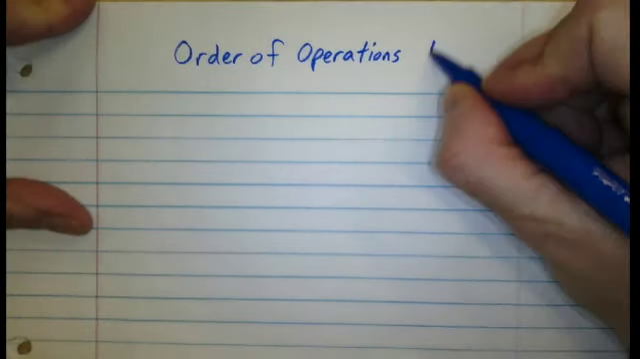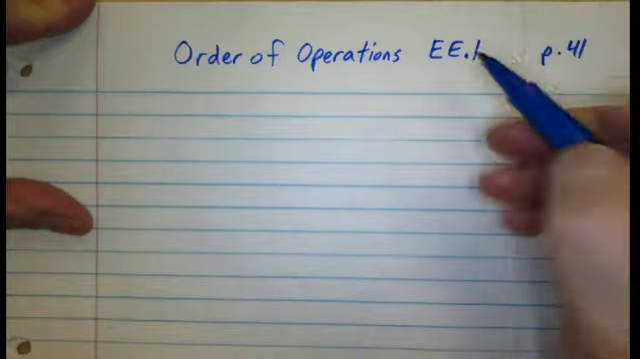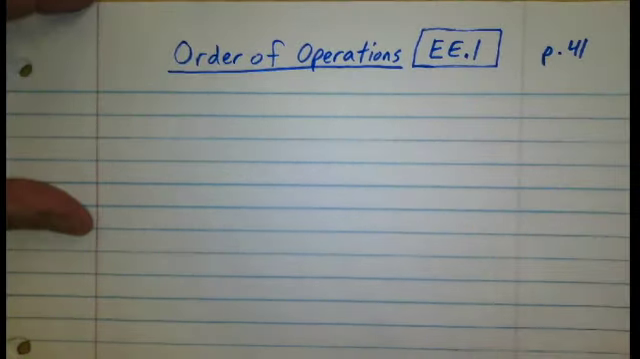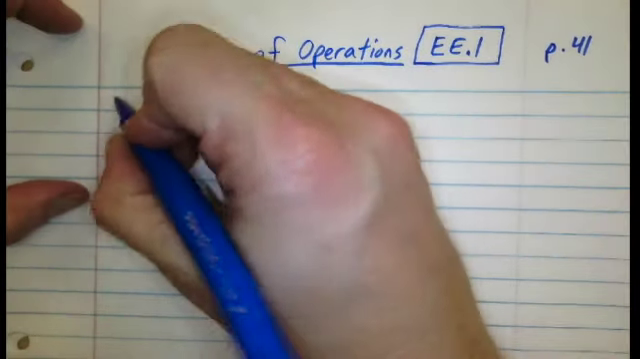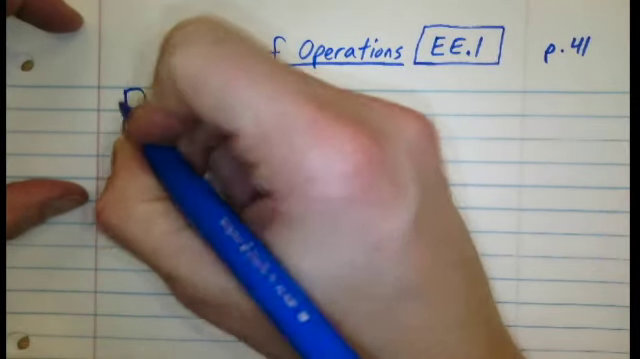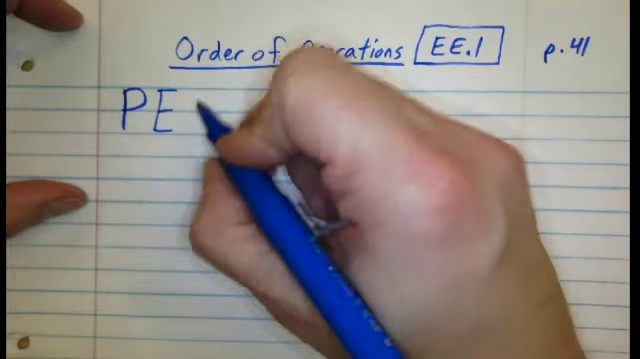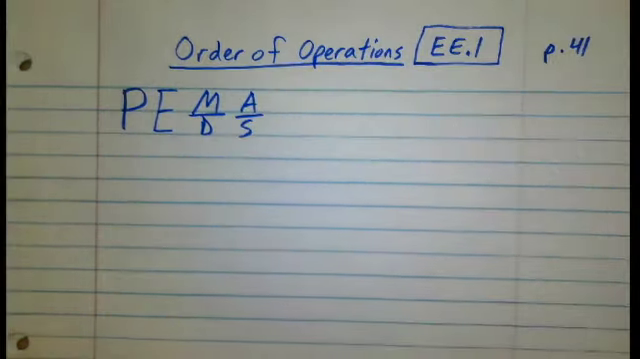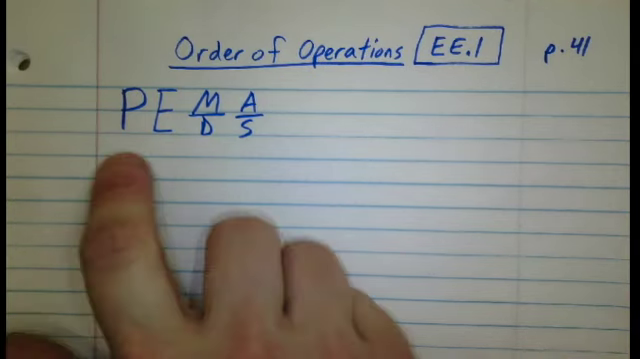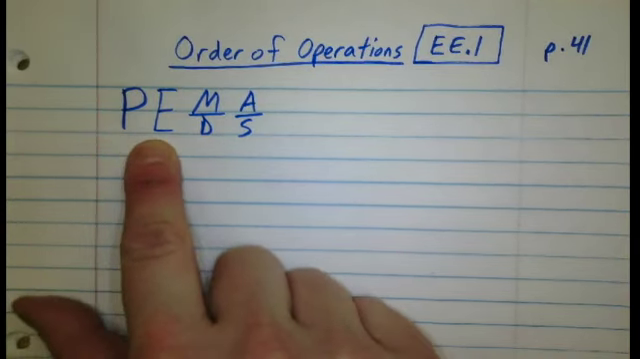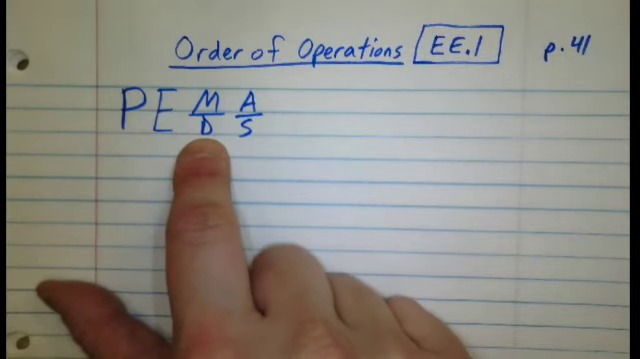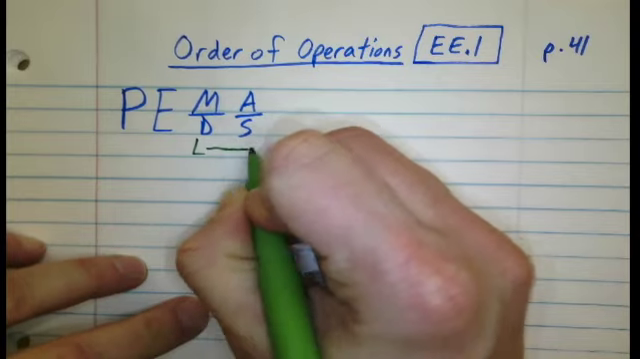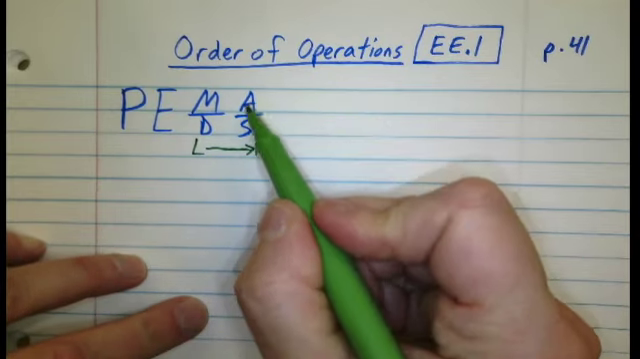What standard does this one go with? It goes with EE1 in particular. Order of operations builds off of exponents. I like to write it capital P, capital E, M over D, A over S. In other words, the P stands for parentheses, the E stands for exponents, the M and D is multiplication or division, whichever one comes first when working left to right, and that's the same case with addition or subtraction.